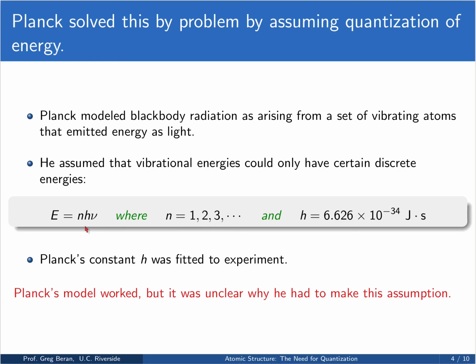Now this h is an empirical constant that Planck fitted to the experimental data. And when he did so, he got a value of 6.626 times 10 to the minus 34 joules times seconds. We now call this Planck's constant. So the interesting thing here is, with these assumptions, Planck was able to derive a model for blackbody radiation that reproduced the curves I showed you on the previous slide beautifully, but it just wasn't clear why he had to make this assumption of quantization, why we had only these certain discrete energies that could be allowed.